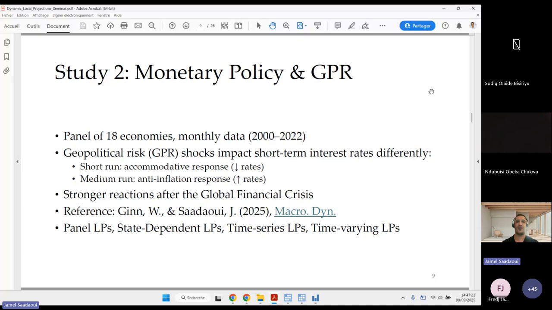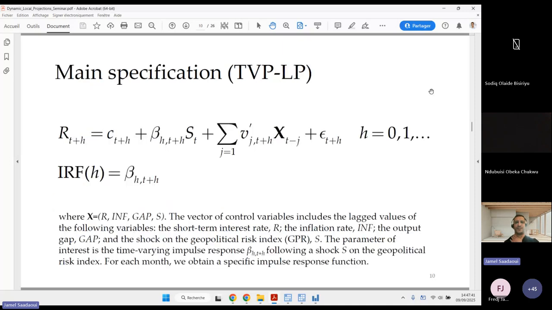So we are going to cover panel local projection, which we already saw, state-dependent local projection, time series local projection, and at the end, a very nice tool, in my understanding, the time-varying local projection. So we are covering a lot of local projection here.